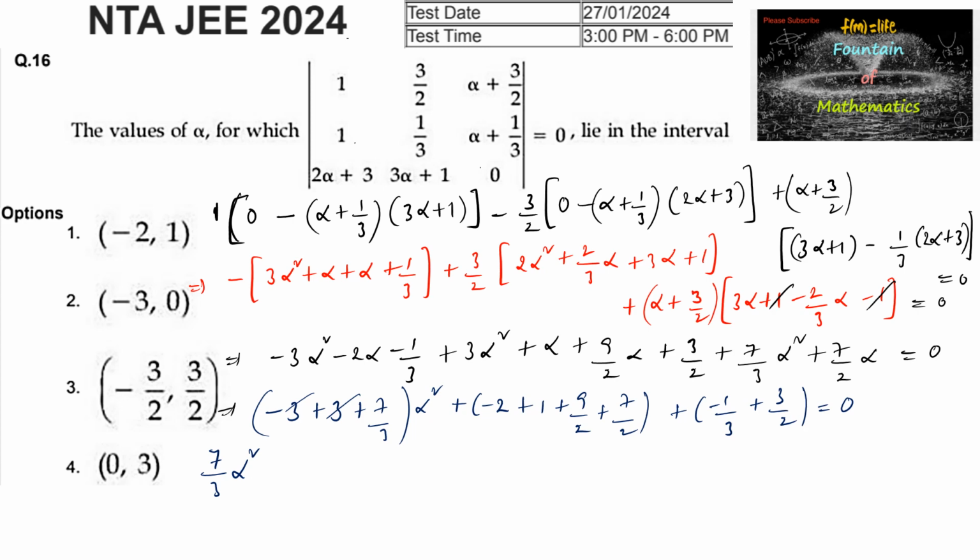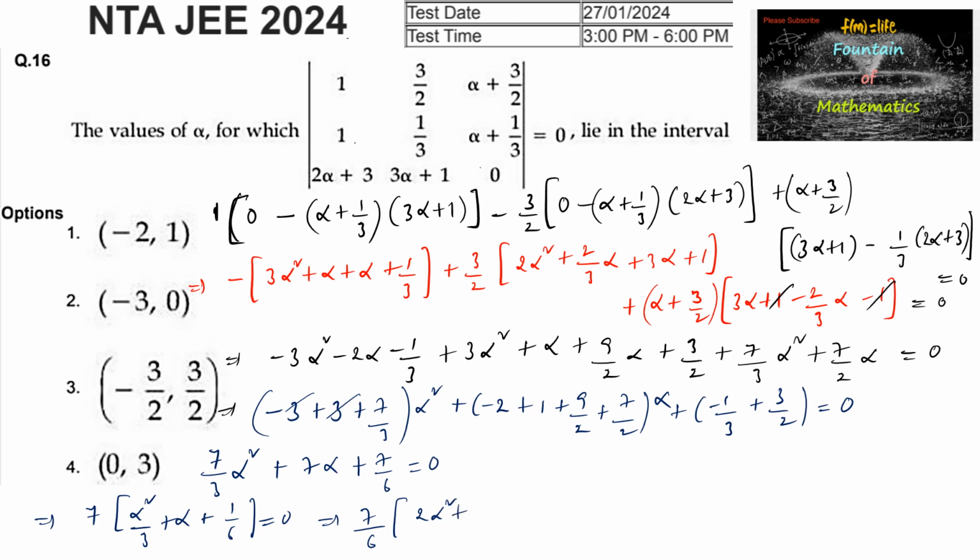and here we can write 9 plus 7, 16 upon 2 is 8, 8 plus 1 is 9, 9 minus 2 is 7, this is alpha, and here 3 minus 1 is 2, 2 minus 2 plus 9, that is 7 upon 6 is equal to 0, or here we can write 7 taken common, alpha square by 3 plus alpha plus 1 by 6 is equal to 0, or we can take 7 times of LCM is 6, we can add 2 alpha square plus 6 alpha plus 1 is equal to 0.